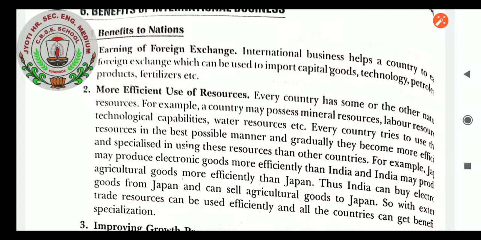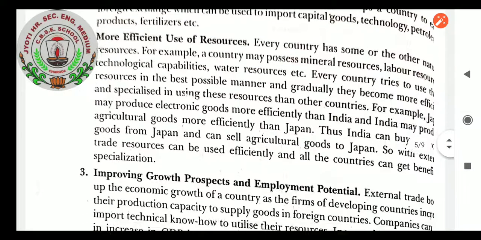For example, Japan may produce electronic goods more efficiently than India, and India may produce agriculture goods more efficiently than Japan. Thus, India can buy electronic goods from Japan, and Japan can purchase agriculture products from India. So this interdependency is possible when international business is set up.